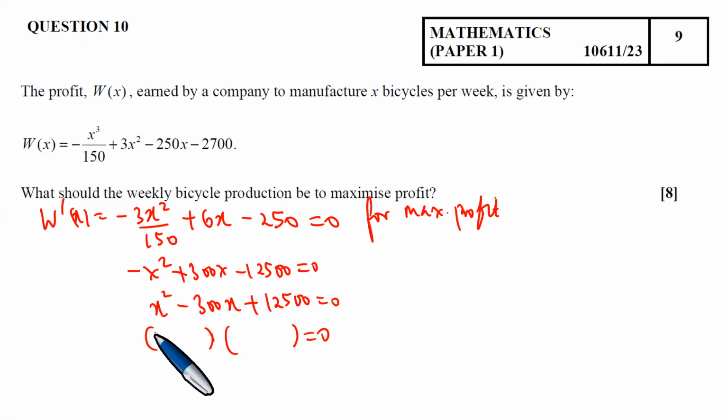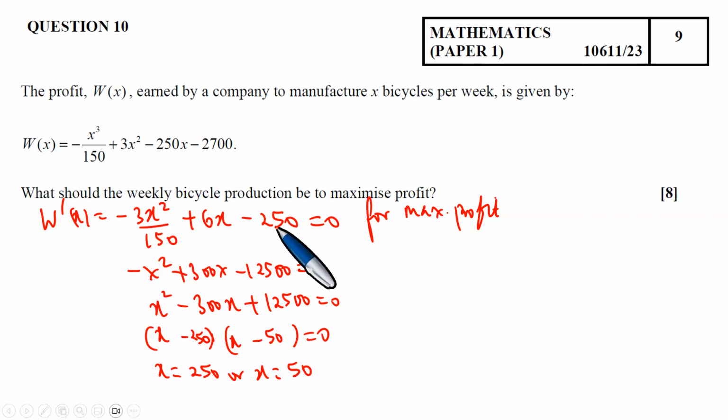The factors of x squared are x and x. Then you have the factors of 12,500. What are the factors of 12,500? They are minus 250 and minus 50. So this is x minus 250, x equals 50. What should the weekly bicycle production be to maximize profit?